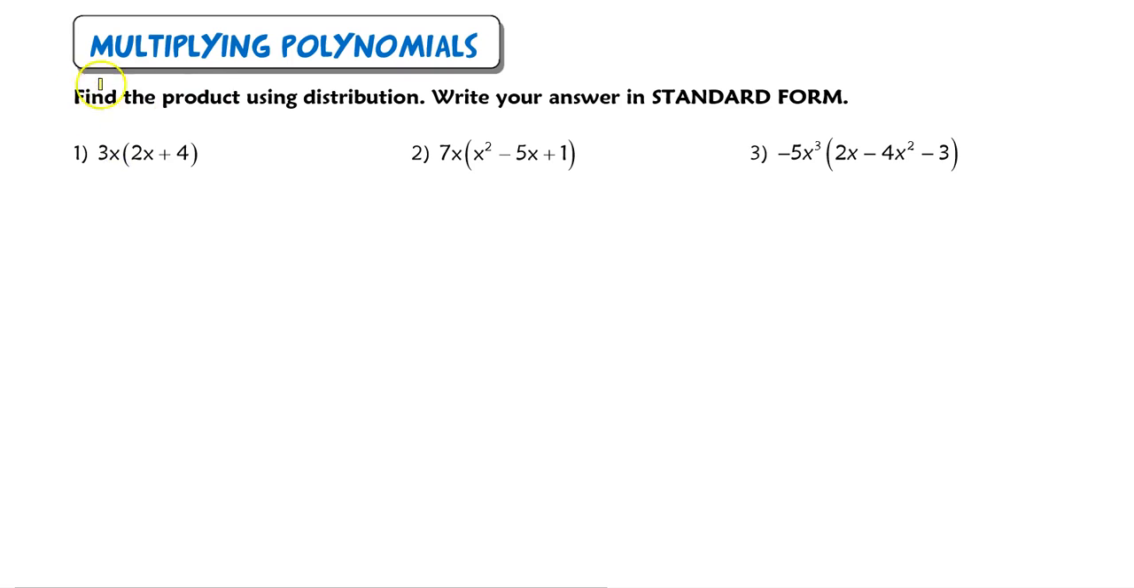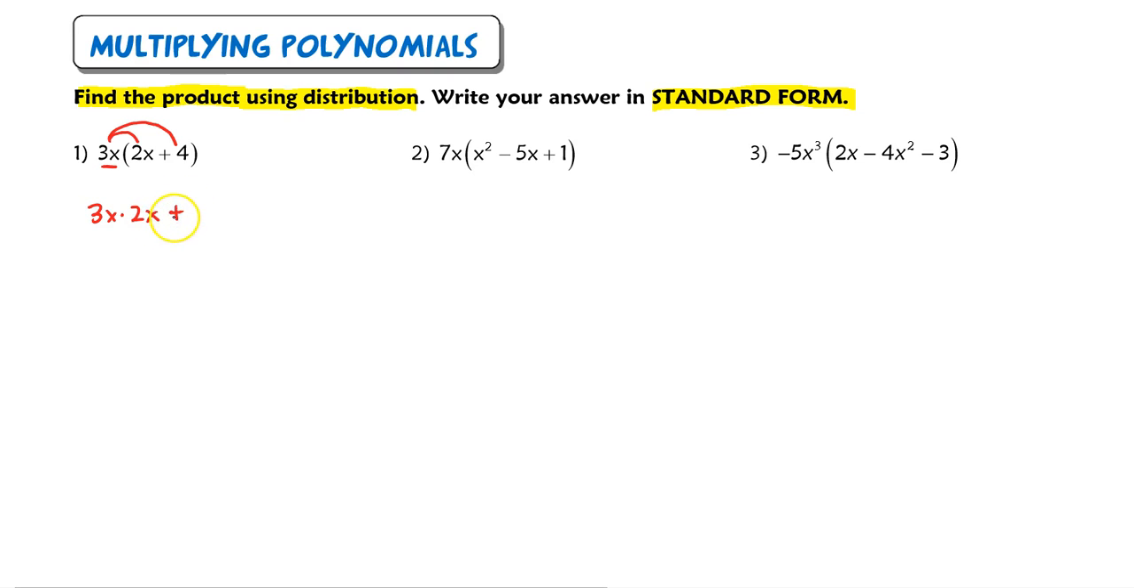Okay, so just real quick to read the directions, it says find the product, and we know the word product means to multiply terms using distribution, and then we're going to write our answer in standard form. All right, so let's begin here. So I'm going to take this term, this 3x on the outside, and just like the normal distributive property, I'm going to multiply it by both terms on the inside. Now the only thing is, you've got to remember, you're not just multiplying a normal number, you're multiplying a monomial with a variable here. So we're going to take 3x times 2x, okay, and we're also going to distribute that 3x to the 4.